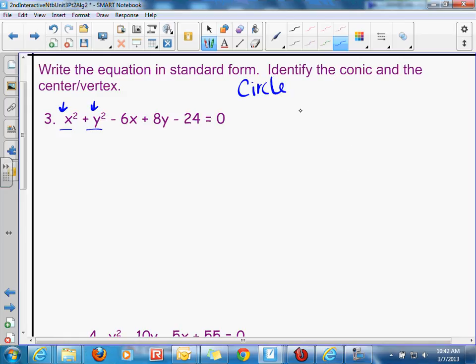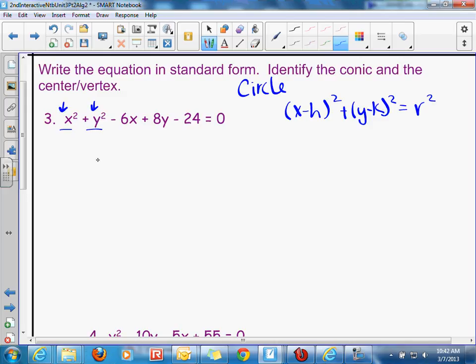And the circle standard equation has parentheses squared here. It's really x minus h parentheses squared plus y minus k parentheses squared equals the radius squared. So we're going to make it look like that.